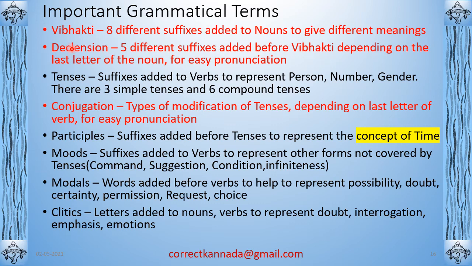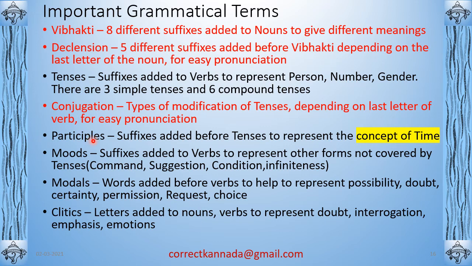Conjugation is the types of modification to tenses depending upon the last letter. Just like declension is to nouns, conjugation is to verbs. For example, madu is u ending, right? Most of the verbs in Kannada are u ending. There are some of them which are a ending or e ending. For example, kare is to call, right? So for a ending and e ending verbs like kare, you have to add ya in between before putting the tense suffix. That is the rule, and that's called conjugation.